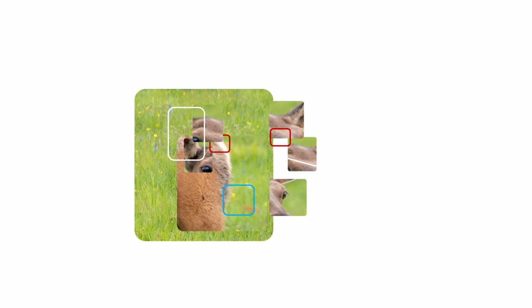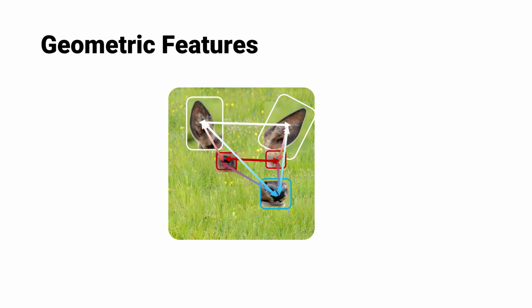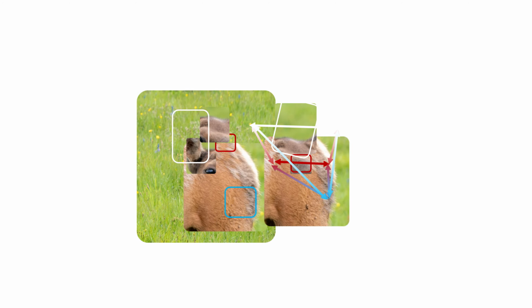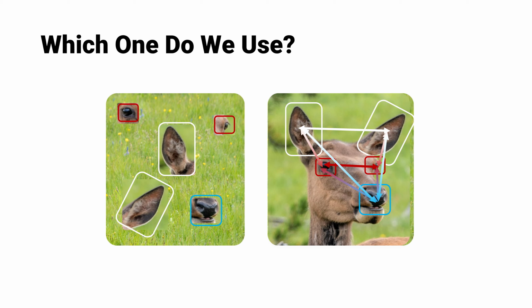And the second kind of features we talked about are called geometric features. Geometric features give you the relative relationship between the detected entities. The appearance-based features only talk about how something looks. So the question now becomes, which do we use? Which is important? The answer is, it depends.